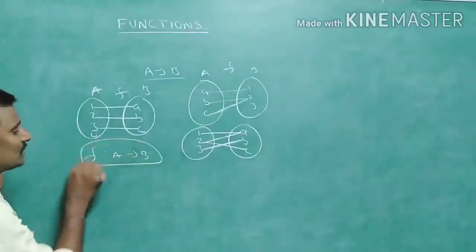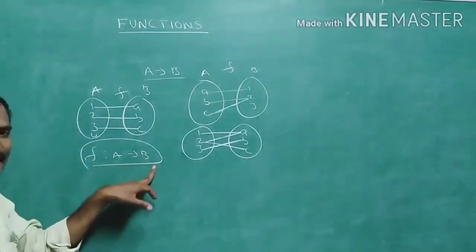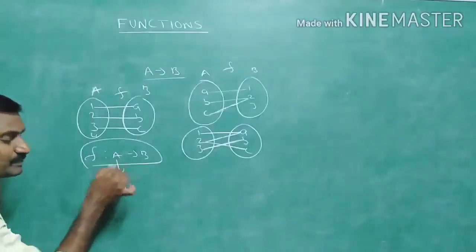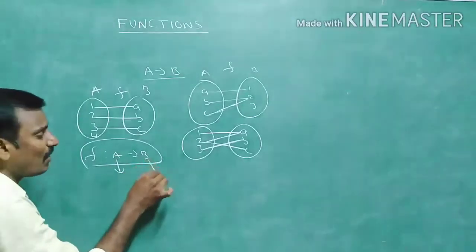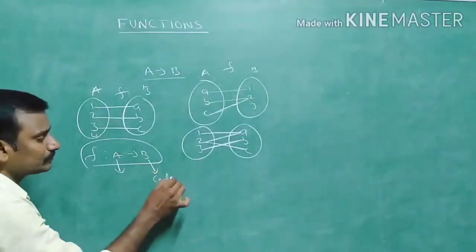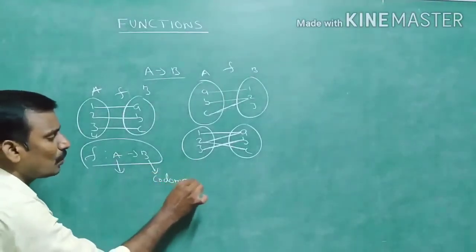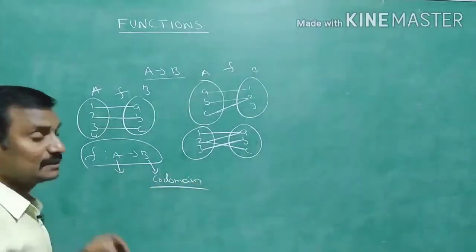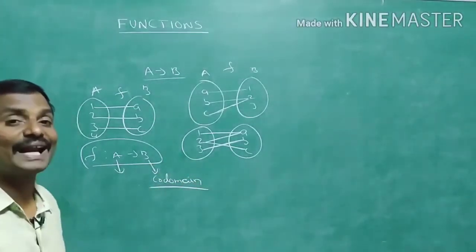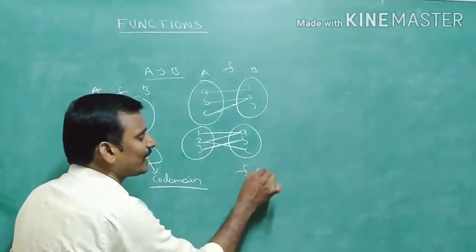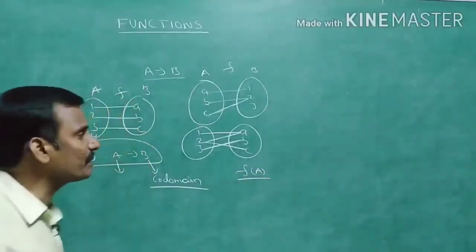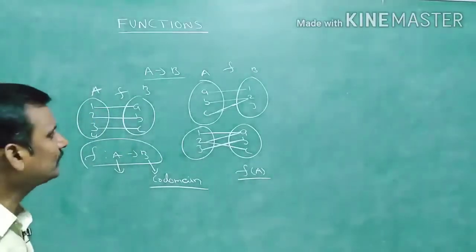If f is a function, we will write f from A to B. Here A is called the domain of the function. B is called the codomain. The set of f images is called the range. It is denoted by f of A.